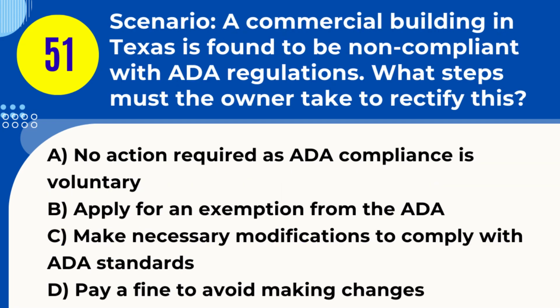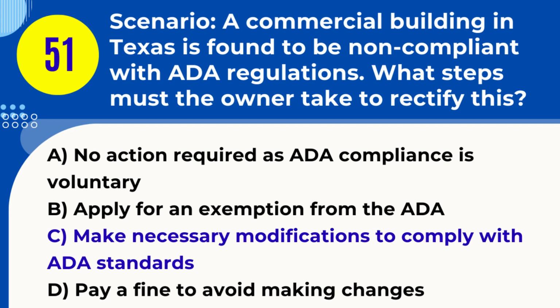Question 51. Scenario: A commercial building in Texas is found to be non-compliant with ADA regulations. What steps must the owner take to rectify this? A. No action required as ADA compliance is voluntary. B. Apply for an exemption from the ADA. C. Make necessary modifications to comply with ADA standards. D. Pay a fine to avoid making changes.